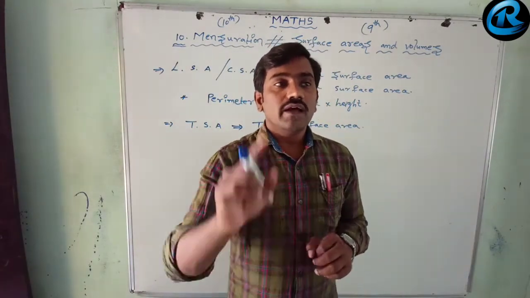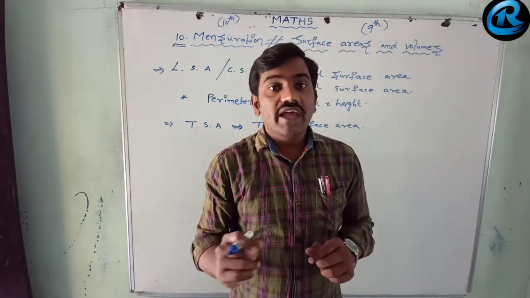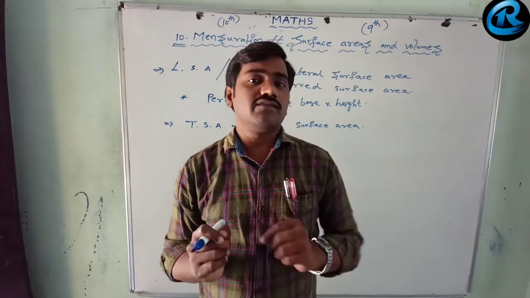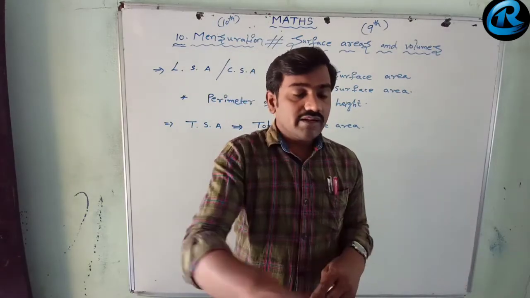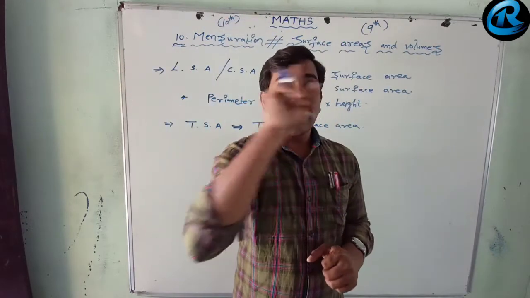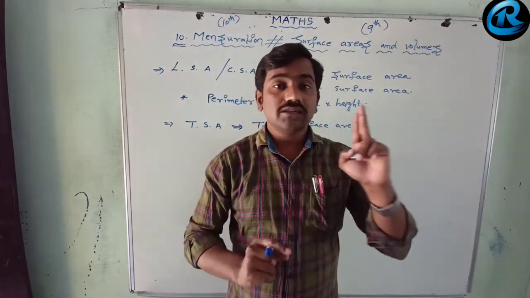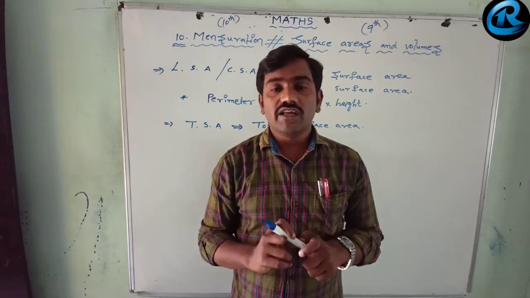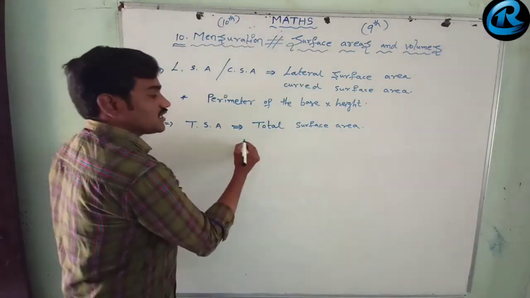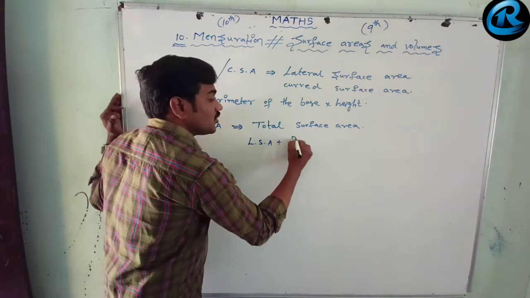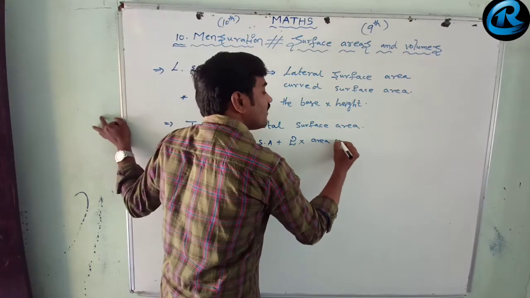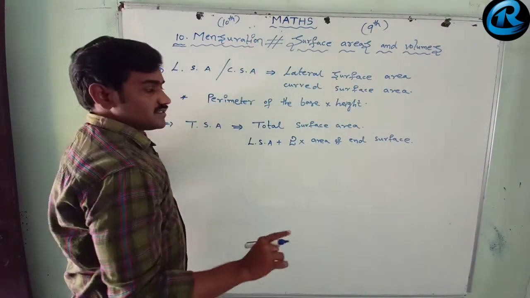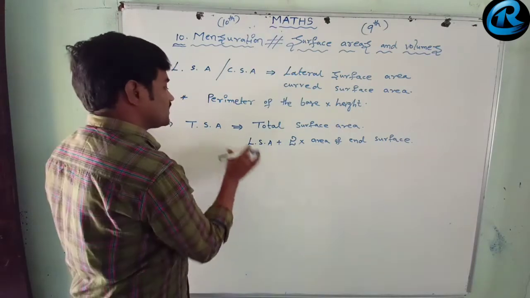It can be found out as lateral surface area, the area of the four walls, plus the area of the end surfaces, 2 into area of end surface, because along with the area of the four walls, the area of the bottom and the area of the top, the two end surface areas, will give us the total surface area. So the total surface area formula is lateral surface area plus 2 into area of end surface. Area of end surface, 1 and 2. So 2 into area of end surface. That is called total surface area.